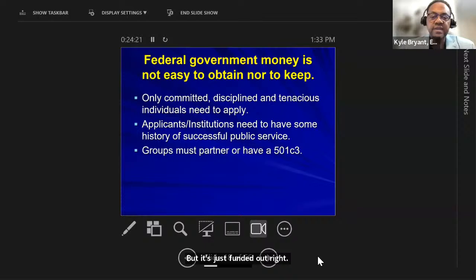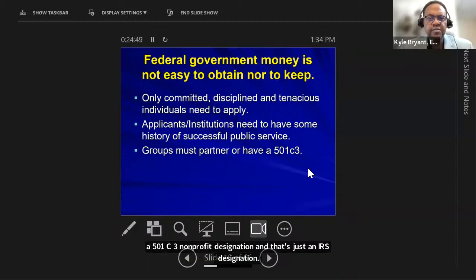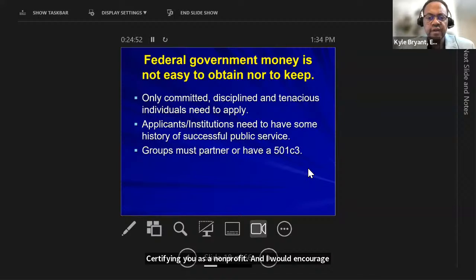Federal government money is not easy to obtain nor to keep. So only committed, disciplined, and tenacious individuals need to apply. Applicants or institutions need to have some history of successful public service, and groups must partner or have a 501c3 nonprofit designation. That's just an IRS designation certifying you as a nonprofit. I would encourage people who are novices at this and don't know anything about that, we can talk about that in detail later, what that process looks like.